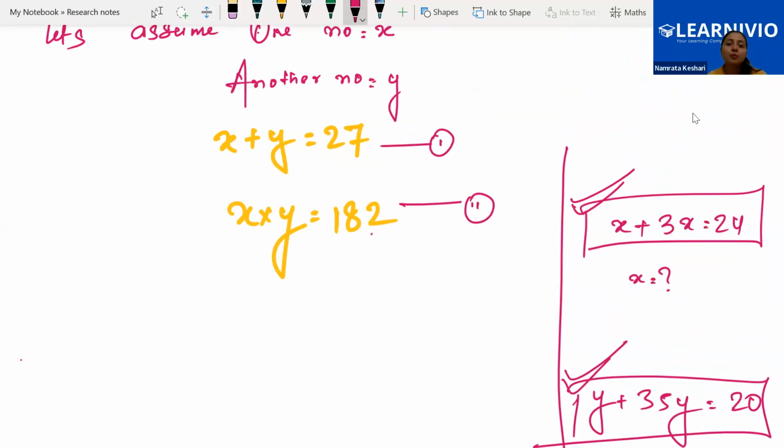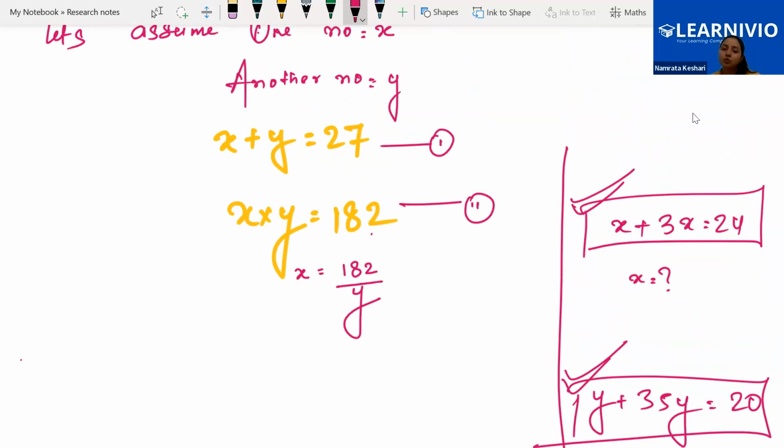So what we can do, from equation number 2 we can find either x or y. So let's say x equals 182 by y. Can we write our equation number 2 like that? Yes or no? Say yes or no. Can we write our equation 2 as this? Yes, we can write it.